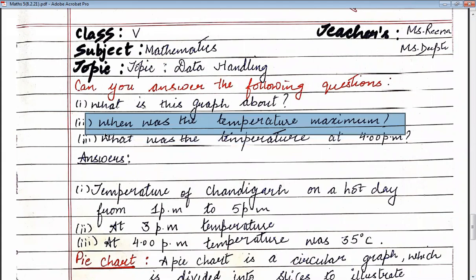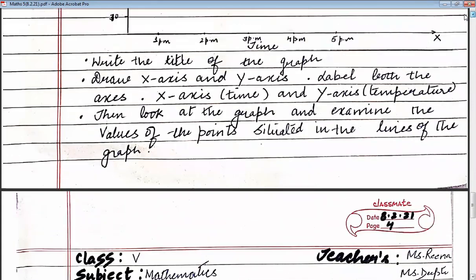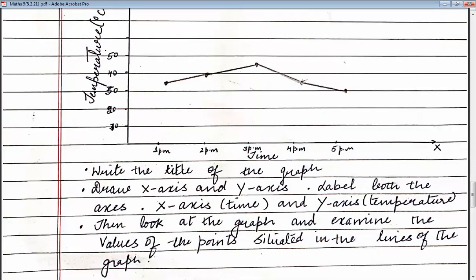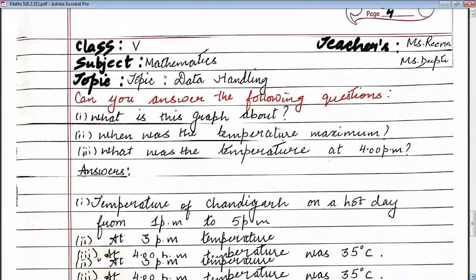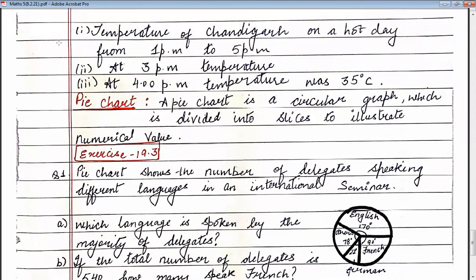Now the third one, what was the temperature at 4 p.m.? You have to tell what was the temperature at 4 p.m. Let's see. This is your 4 p.m. Now let's see where the point is. This one. This is your point, and what is the time here? 4 p.m., and your temperature is 35 degrees. It is between 30 and 40. So the temperature at 4 p.m. is 35 degrees Celsius. Okay, children, I guess you are clear with your line graph also.